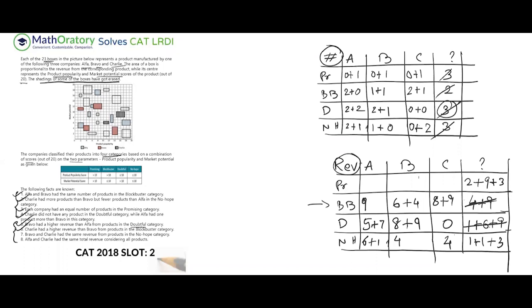Sorry for that. I'm just taking off this arrow. Yeah. So this is what we have for no hope, right? So point number 7 is also taken. Now coming to the 8th one. Now the 8th one says that Alpha and Charlie had the same total revenue considering all the products. So Alpha and Charlie, so these two need to have the same total revenue, right?